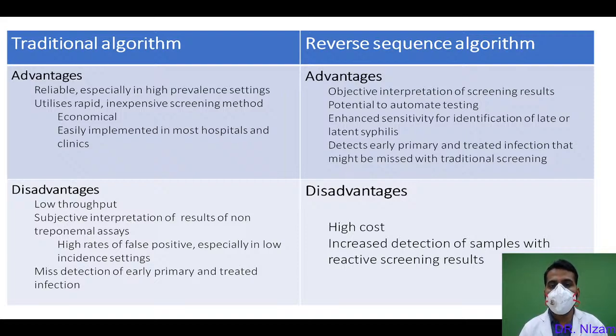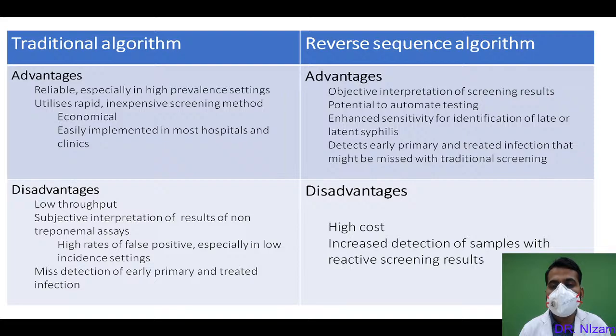But in the reverse sequence algorithm, there is objective interpretation of the screening result, and it is an automated testing. So, since it is automated testing, it has enhanced sensitivity and specificity, especially during the late stages like late or latent syphilis, and detects early primary and treated infection that might be missed during the traditional screening. The disadvantages: it has low throughput and subjective interpretation of the results of the non-treponemal assay, high rates of false positives, especially in the low incidence setting, and misidentification of early primary and treated infection.